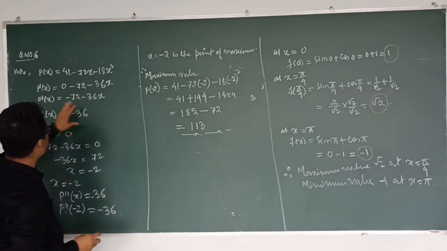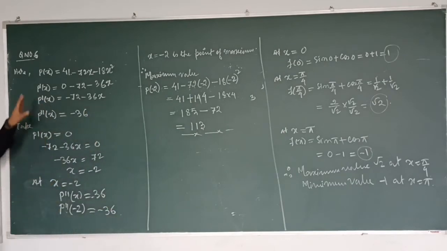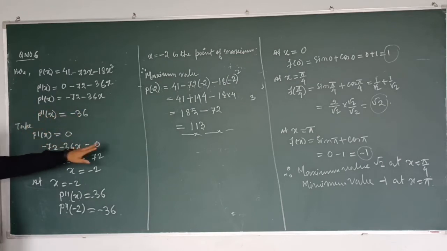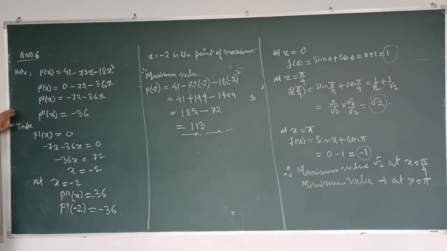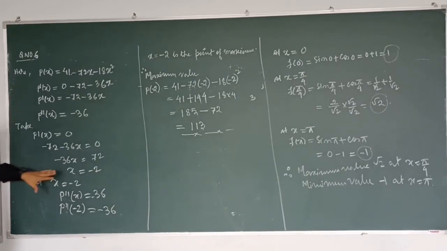So this is question number 6. The maximum value or maximum profit we get is 113. Clear? In this way we solve question number 6.